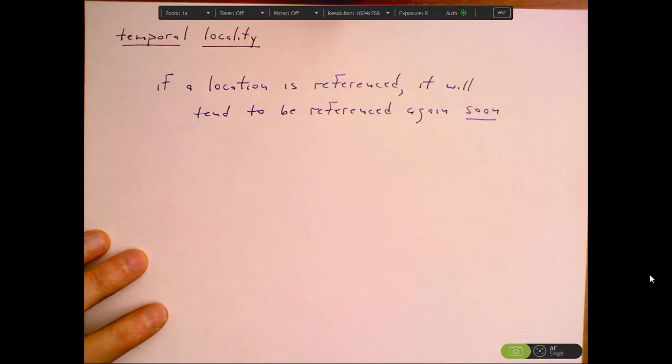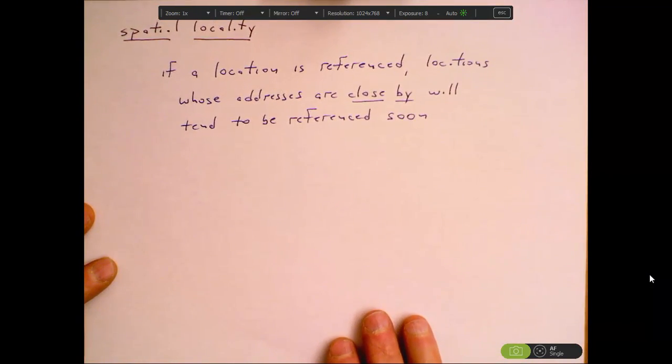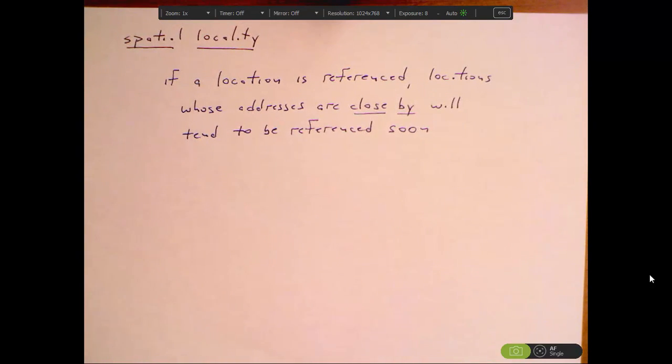So that's temporal locality. The different flavor of locality is spatial locality, which means if a location is referenced, locations whose addresses are close by will tend to be referenced soon. So if I touch the first element of an array, it's likely that I'm going to touch the second element of the array. So things near together tend to be touched together, accessed together.